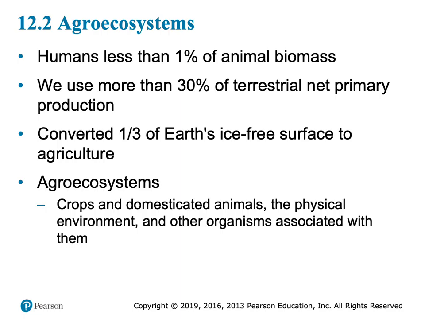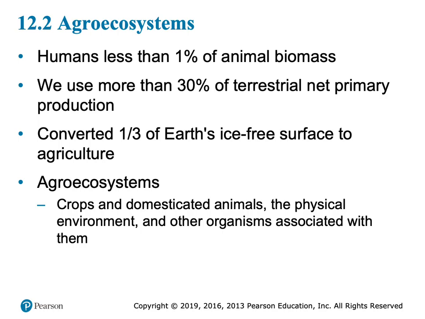Humans use less than 1% of the animal biomass. We use more than 30% of terrestrial net primary production. This is converted to about 1/3 of Earth's ice-free surface to agriculture. So this is kind of what humans use, and there's the definition for what an agroecosystem is again.